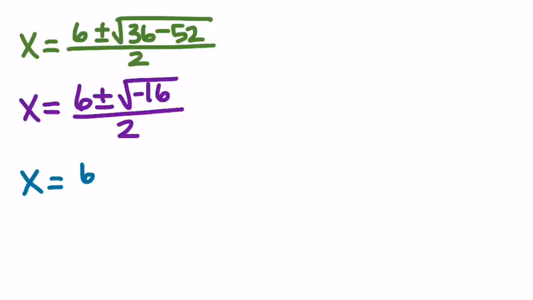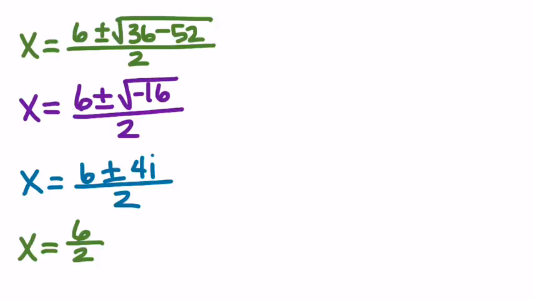So this is going to be 6 plus or minus. I know when I see a negative underneath the radical, that's going to bring an i on the outside. And I know that the square root of 16 is 4. So this will be 4i all over 2. I'm going to go ahead and split this up and say x is equal to 6 over 2 plus or minus 4i over 2, so that I can reduce my fractions.